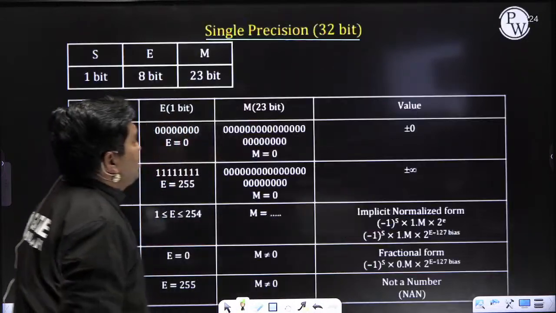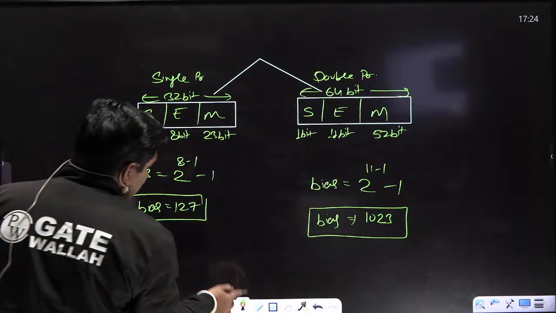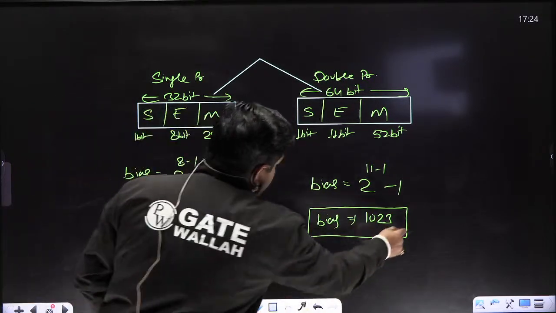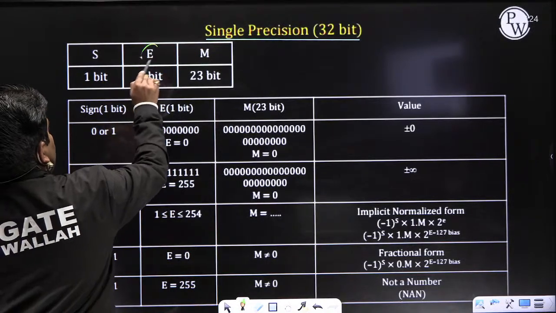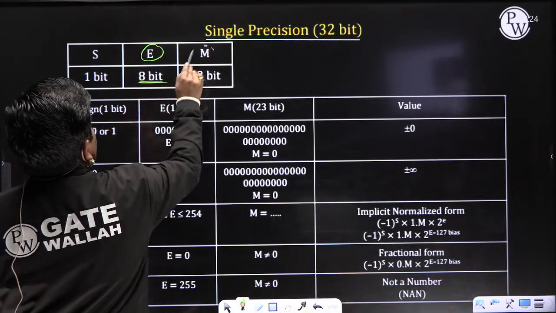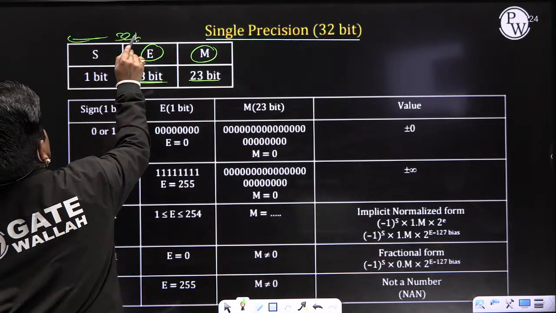And what is IEEE 754? The remaining concept will be the same, only the bias will be fixed. Here the bias will be fixed at 127 and 1023. S is 1 bit, E is fixed at 8 bit and the remaining is Mantissa out of 32 bit.